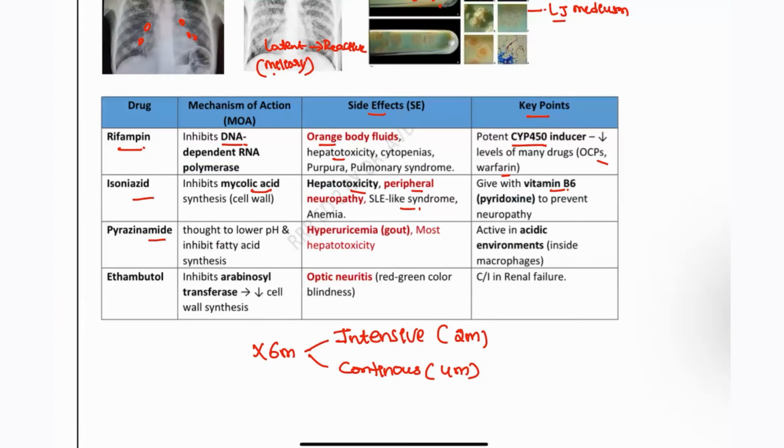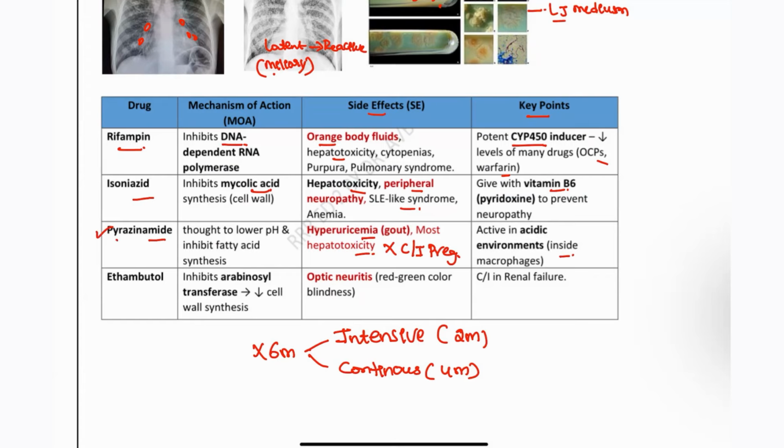Pyrazinamide is very hepatotoxic, and this patient will have conditions like hyperuricemia, and hepatotoxicity will be seen. So that's why it is contraindicated in patients who are pregnant. Very highly hepatotoxic. Next, in an acidic environment, these drugs are going to be activated.